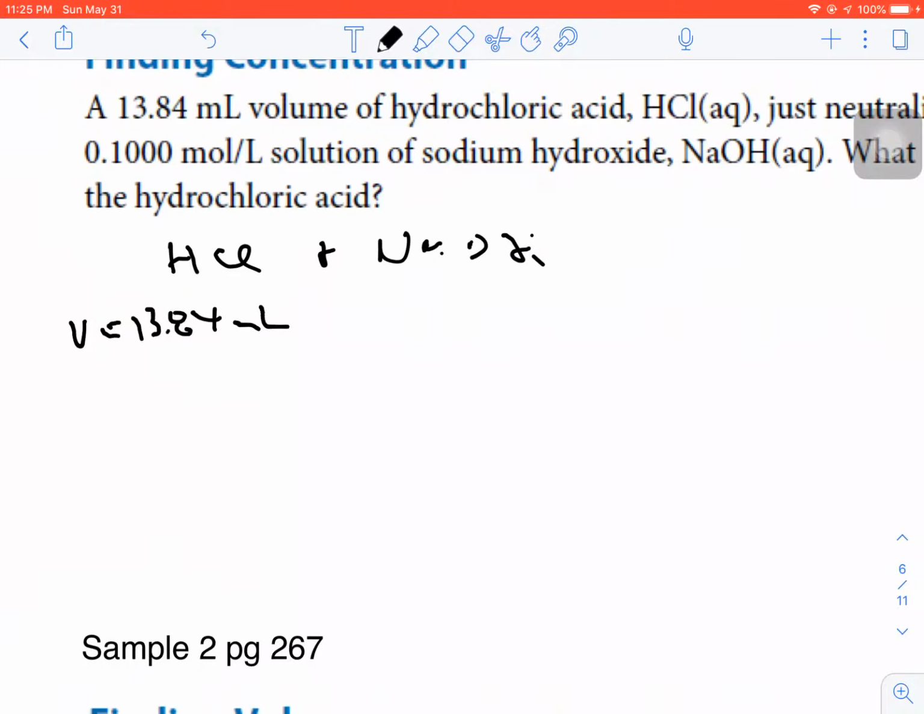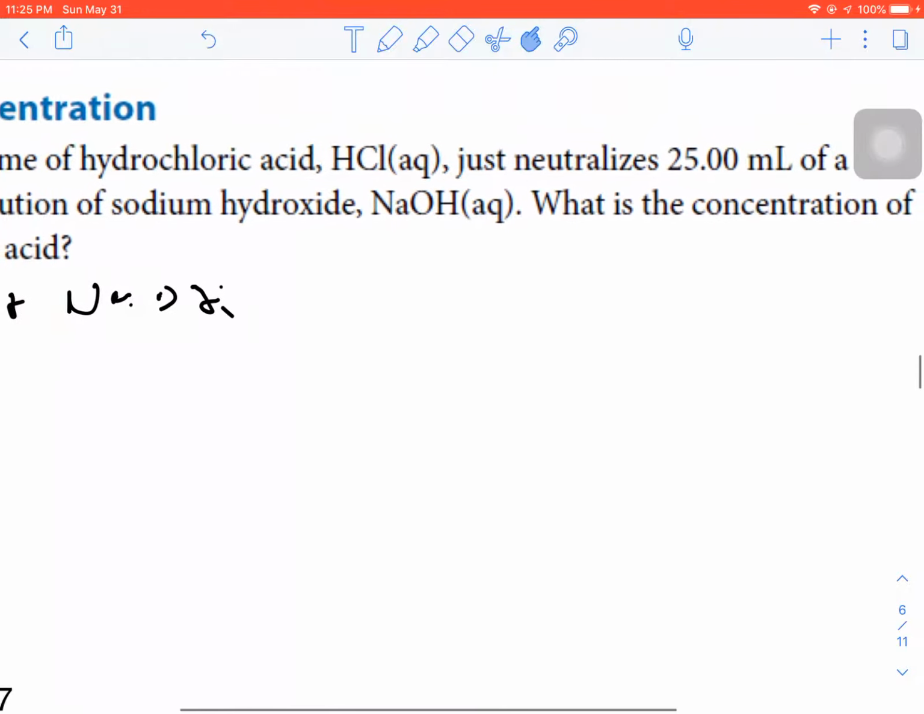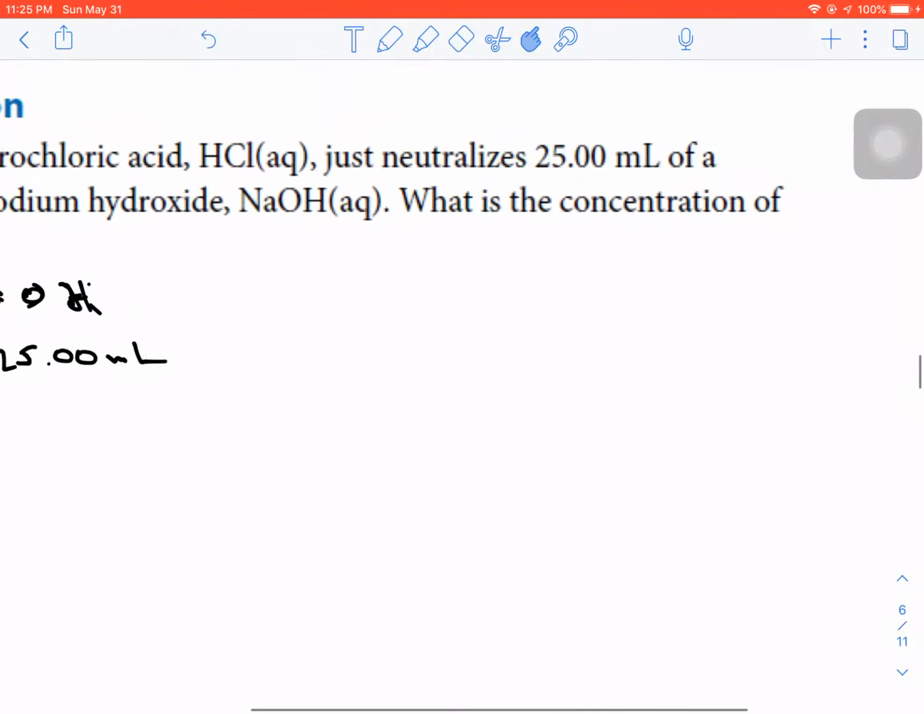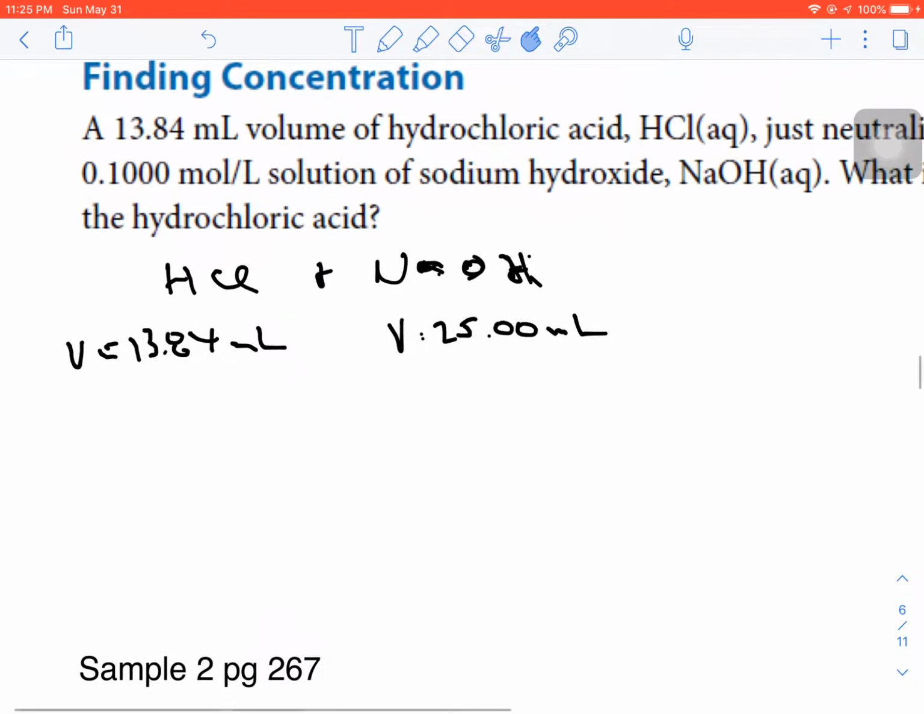13.84 milliliters. And we're using that to neutralize 25 milliliters of sodium hydroxide. Okay, this is NaOH. So I'm neutralizing acid plus base. Right now, what I'm looking for, it says what is the concentration of the hydrochloric acid. So my C here is my unknown. And to find that concentration, I need to know the concentration of the other one, which is the sodium hydroxide, and I can see that it's 0.100 moles per liter for my sodium hydroxide.